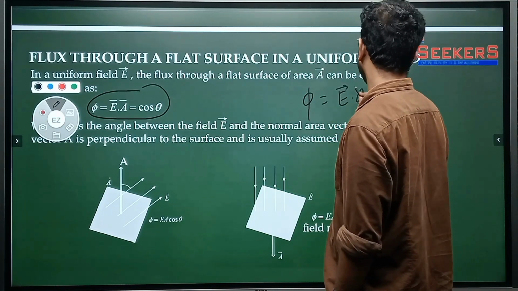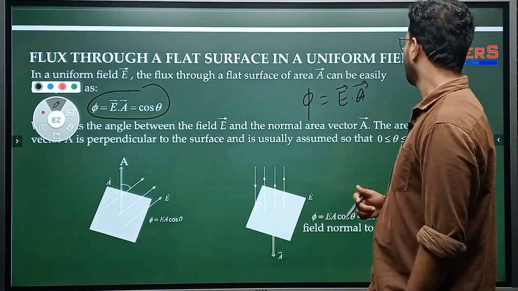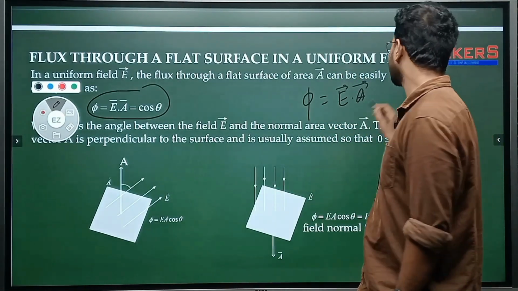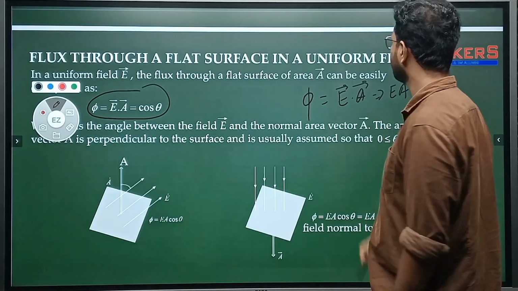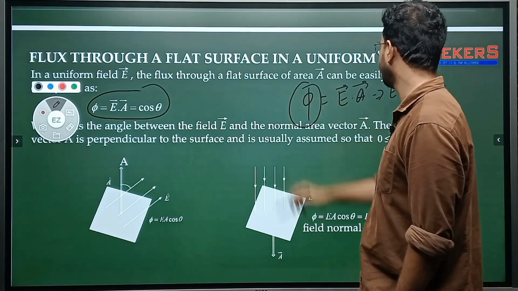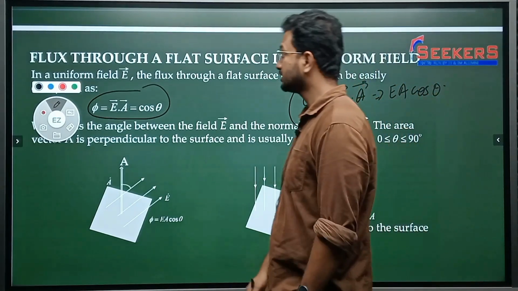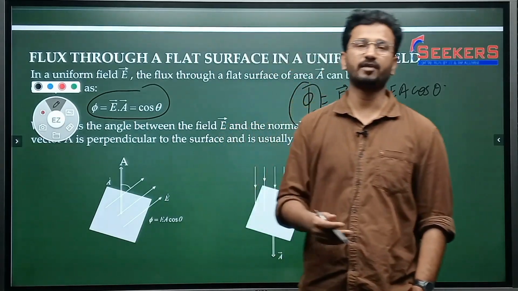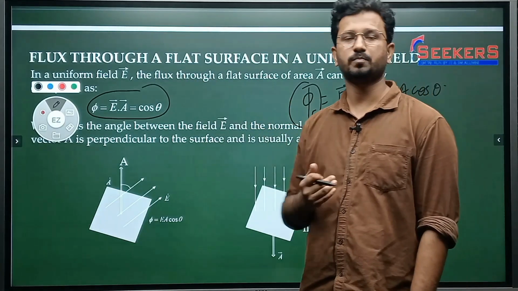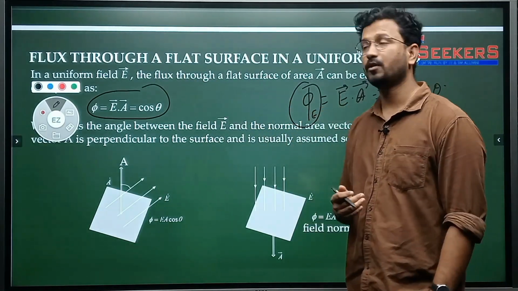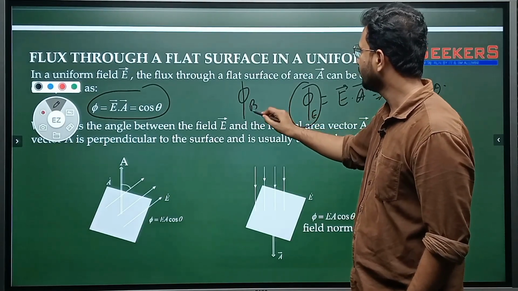Flux is E dot A. E is the electric field, A is the area vector. It's a dot product of electric field and area, so we can also write it as EA cos theta. First of all, flux we represent by phi. For electric flux, we use a subscript E. Sometimes we have magnetic flux also, because a magnetic field also creates magnetic field lines that pass through an area. To separate magnetic flux, we represent it by phi B.